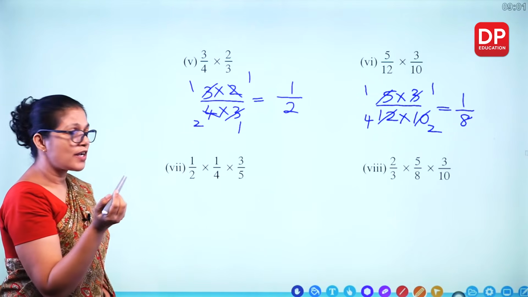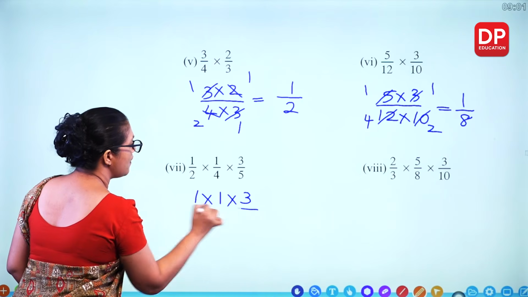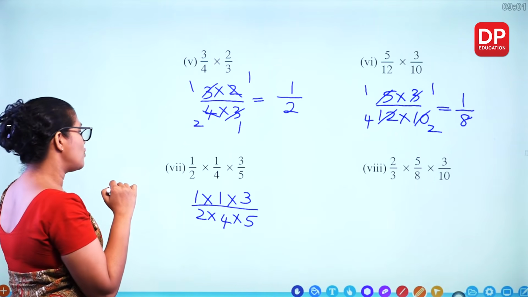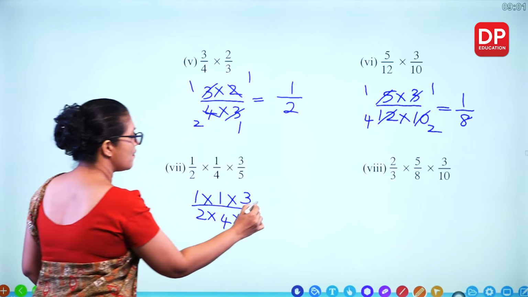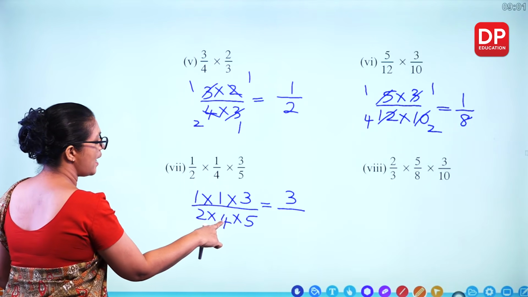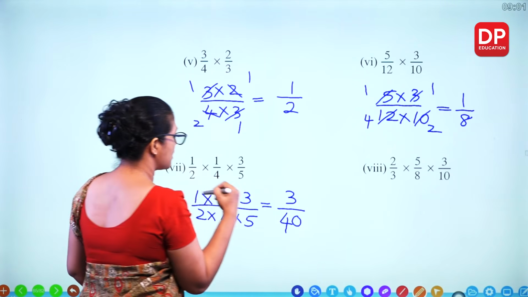Now you get 3 fractions. Just multiply the numerators separately and the denominators separately. Can you simplify? Can't simplify. So what's the answer? 3 over 2 times 4, 8. 8 times 5, 40.